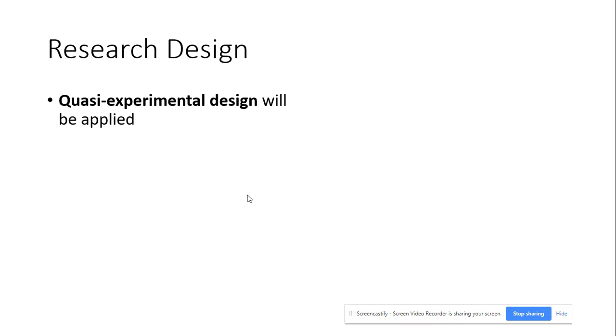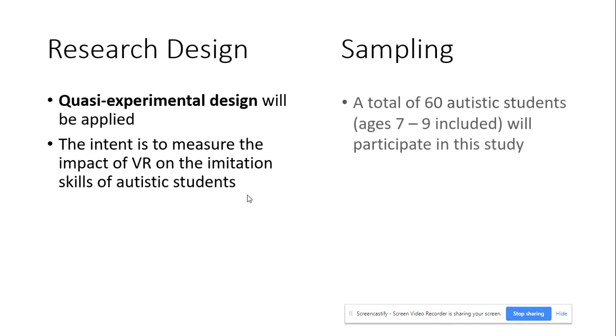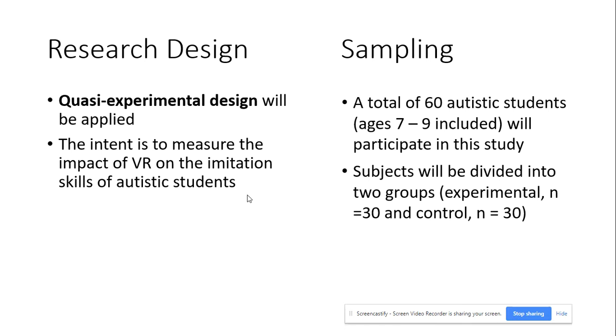The method that we will be using is a quasi-experimental design. The purpose is to measure the impact of VR on the imitation skills of autistic students. A total of 60 students will be participating in this study, and the students will be divided into two groups: an experimental group, which will be 30 students, and a control group, which will also be another 30 students.